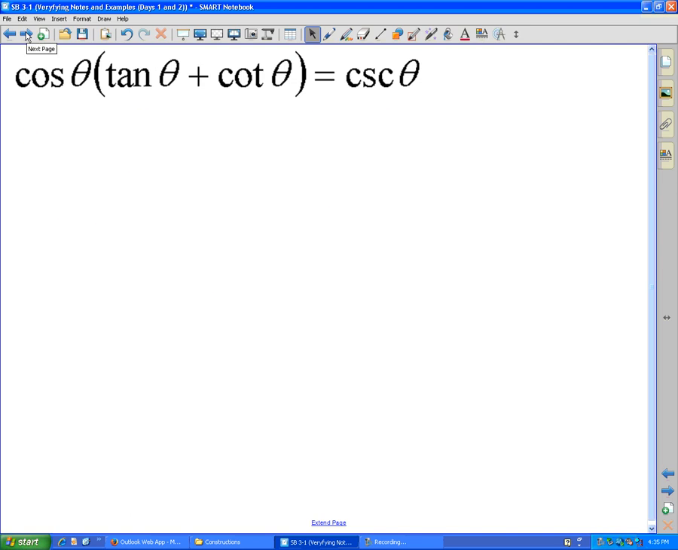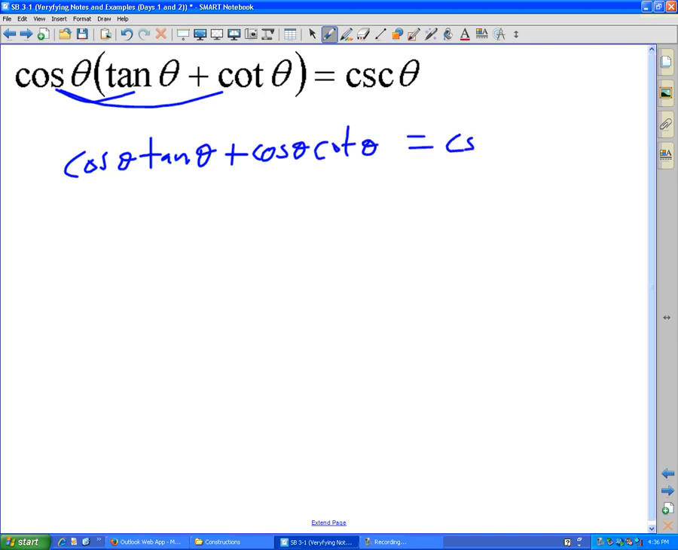Cosine of theta times the quantity tangent theta plus cotangent theta, and it's supposed to be equal to cosecant of theta. Most of these, it looks like the simpler expression so far has been on the right. That doesn't mean you can't manipulate the right and leave the left alone, but I will tend to do the more complicated side and leave the easier side alone, and so far we're manipulating the left side of these. I think the first thing I'm going to do is a little algebra. I'm going to distribute the cosine through. So cosine theta tangent theta plus cosine theta cotangent theta is equal to cosecant theta.